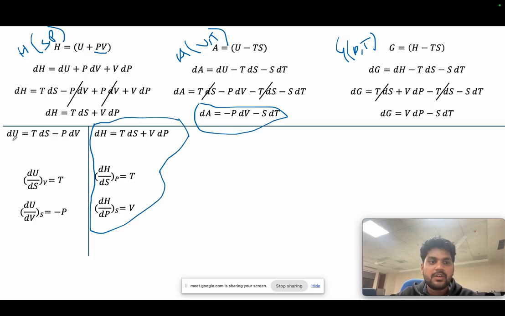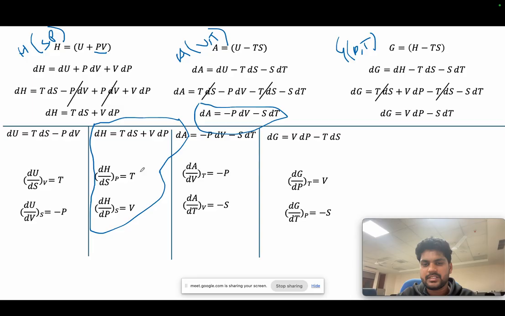If you remember how we did it for dU equal to TdS minus PdV, we differentiate initially with entropy at constant volume, we got T. If we differentiate the same thing again with the volume and keep the entropy constant, we will get the minus P. The same thing we have done for different cases. If you see, dU by dS is nothing but T. I can do this thing also. Suppose now these two are the same.